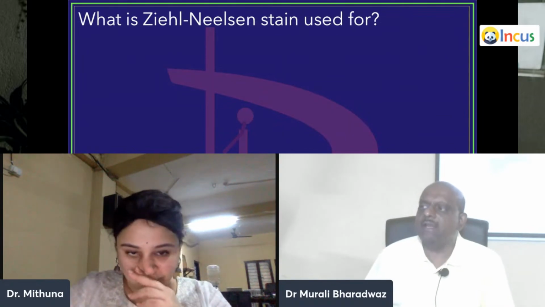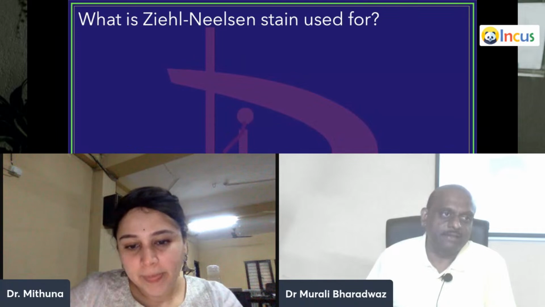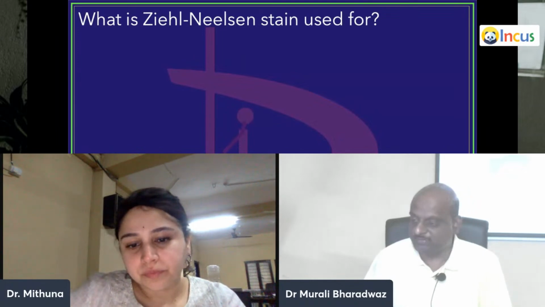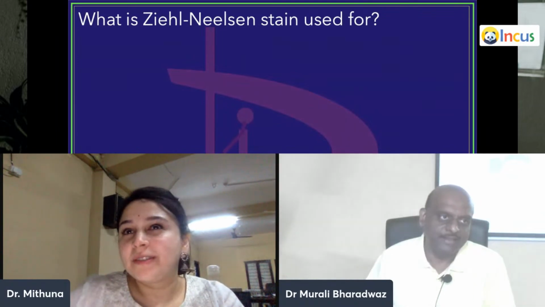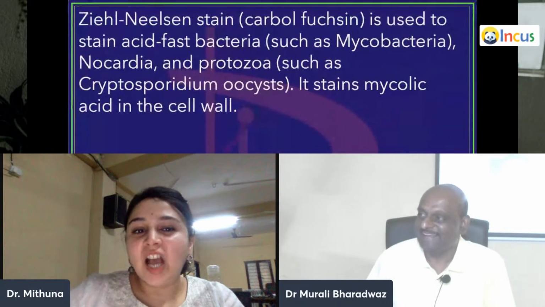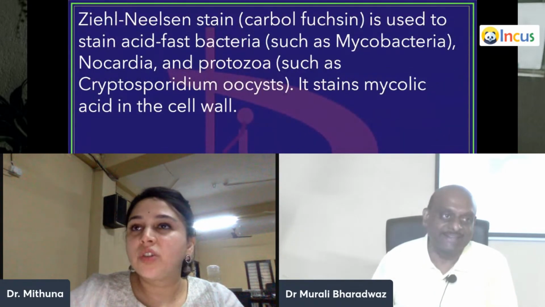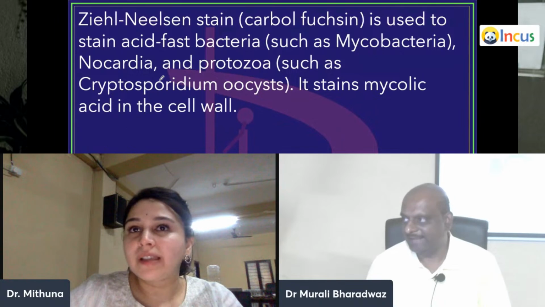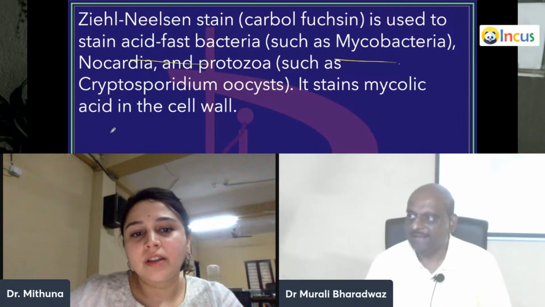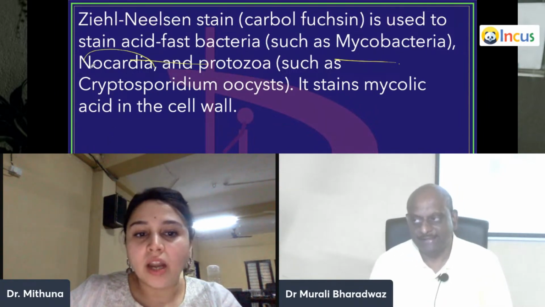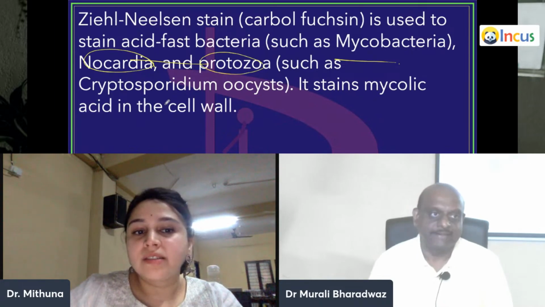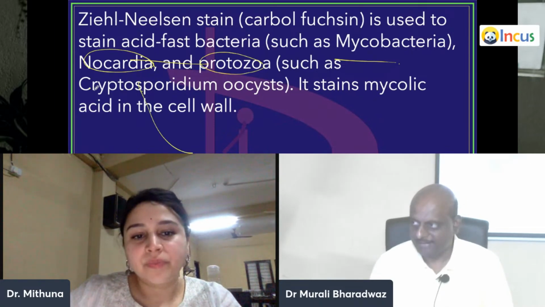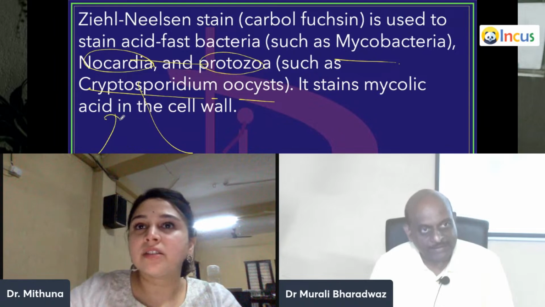What is Ziehl-Neelsen stain used for? Everybody knows this, it's mycobacteria. It's a carbol fuchsin stain, which is used to stain acid-fast bacilli, that is mycobacteria. Also, it is used to stain Nocardia and protozoa, such as Cryptosporidium oocysts. It stains the mycolic acid in the wall.